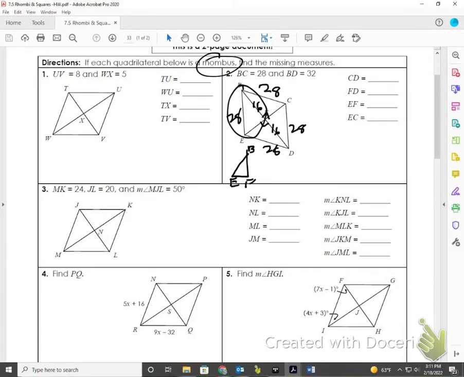So this is B up here. And notice that this is 16 and this is 28. So what we can do is say that EF, the distance from E to F, equals the square root of 28 squared minus 16 squared. And so we just plug that into our calculator.